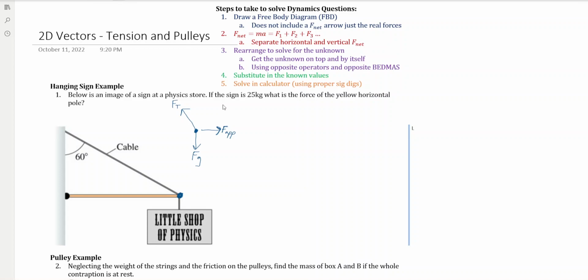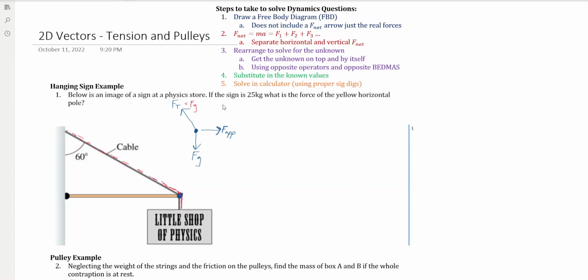Now, the special thing about a force of tension is that a force of tension is actually going to be the same across the entire cable. So keep in mind that this cable is going all the way from here all the way down to here. And since it's not broken up at any point, the force of tension is actually the same all the way through. So this is actually equal to the force of gravity. That's really helpful to know.